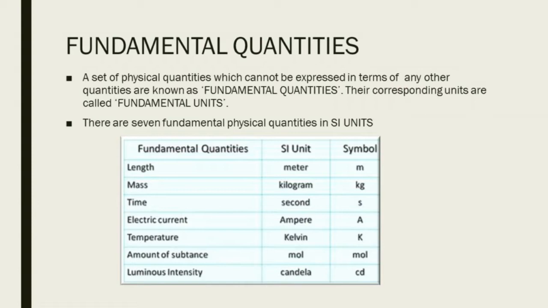What is the SI unit of length? It's meter and its symbol is m. For mass, it's kilogram. The symbol kg. For time, second. The symbol s. The electric current, ampere. Symbol A. Temperature, Kelvin. Symbol K. Amount of substance, mole. Symbol mol. Luminous intensity, candela. Symbol cd.